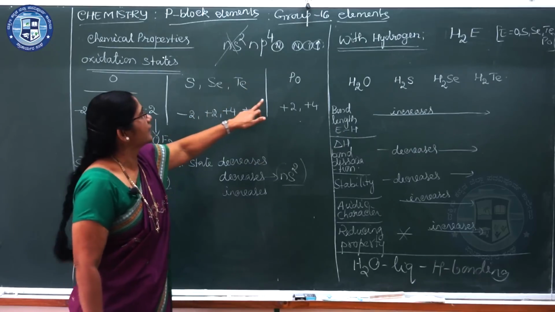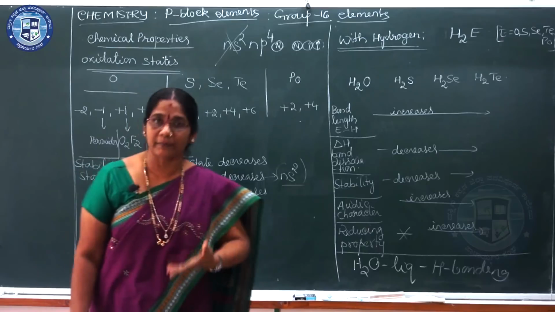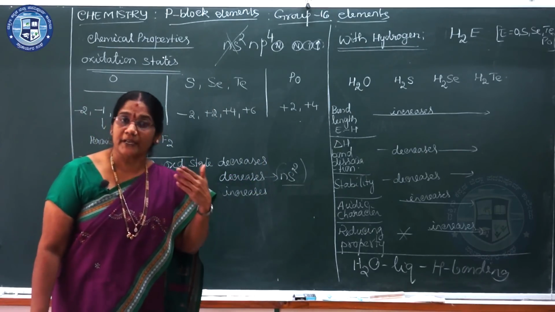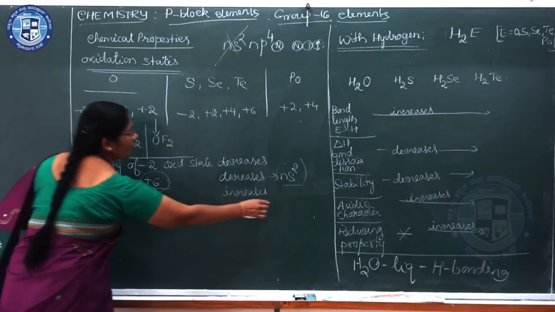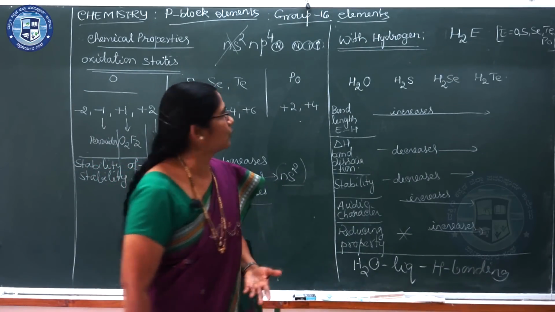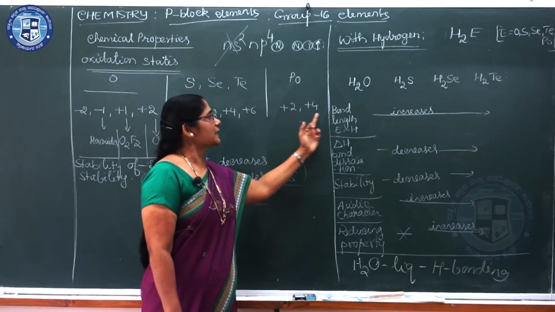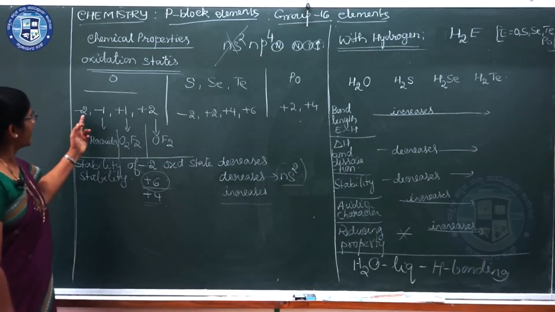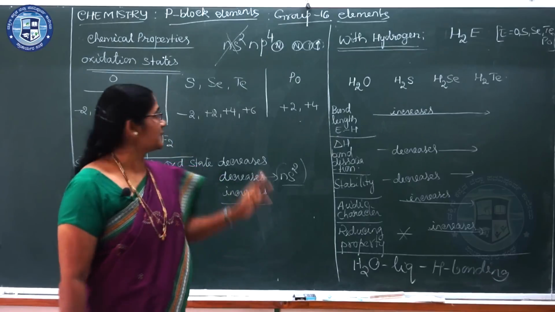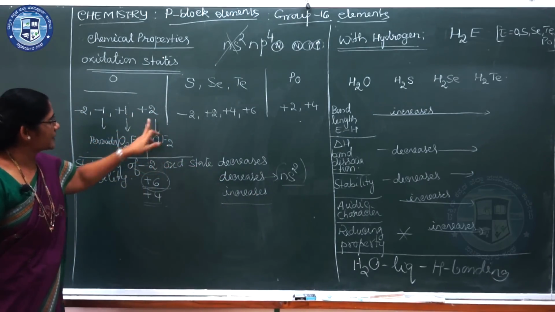So the remaining 4 electrons participate. Therefore, when you move down, the stability of -2 decreases and +6 also decreases because of the inert pair effect. And as the stability of +6 goes on decreasing down the group, the stability of these elements to show +4 oxidation state goes on increasing. Therefore, there is no +6 for polonium, it becomes only +2 and +4. And oxygen, as I have already told you, exhibits only -2 oxidation state in all the compounds except for -1, +1 and +2 with fluorine.